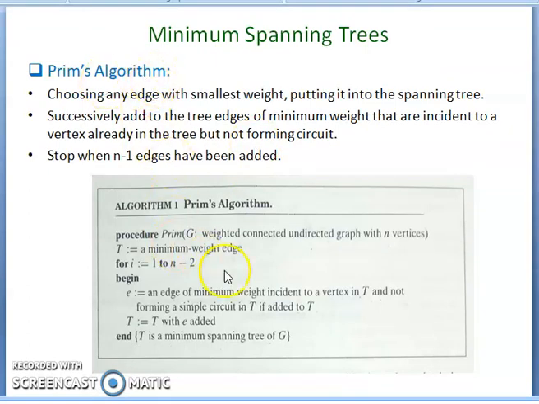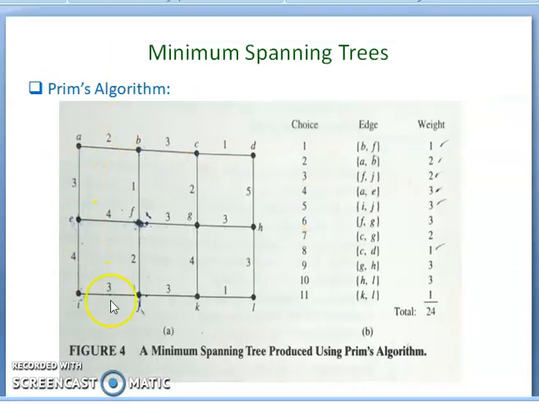This is Prim's algorithm. So how do you construct the minimal spanning tree using Prim's algorithm? Choose any edge with the smallest weight. Here this is one graph, and for each edge there is a weight. A to B, edge AB, has weight 2. B to C has weight 3. C to D has weight 1. Like that, for each edge there is a weight, right?